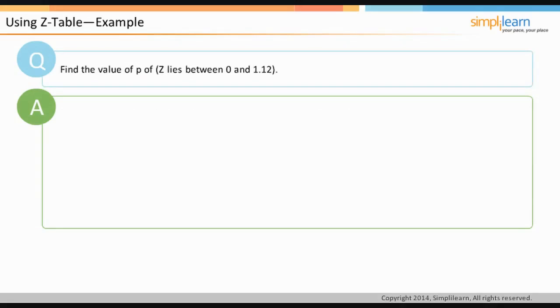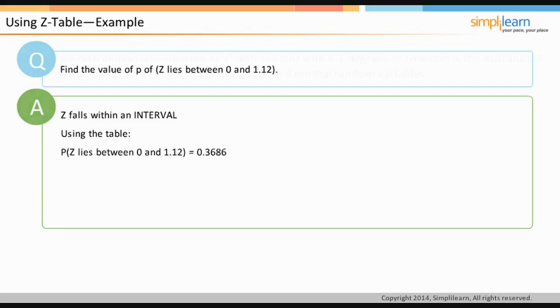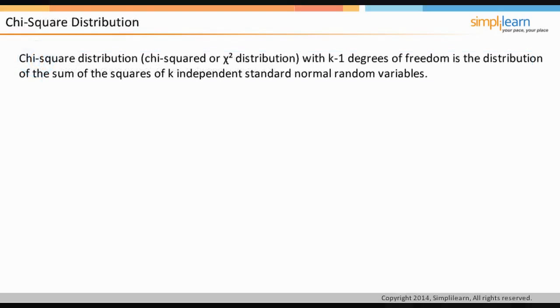Let us find the value of P of z lies between 0 and 1.12. In this case, where z falls within an interval, the probability can be read straight off the table. P of z lies between 0 and 1.12 equals 0.3686. We will learn about chi-square distribution in this screen.